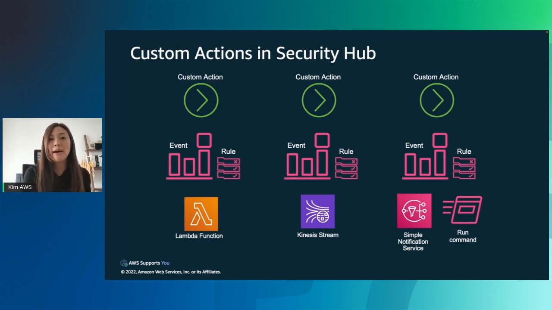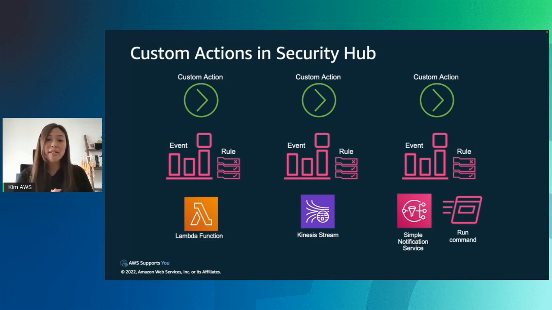By sending it into a Lambda function, I can make sure that my security CloudTrail logs are returned again, and I can do that via AWS Lambda. Another thing I can do is send custom actions into a Kinesis stream to stream the security findings that come through within my AWS environment.